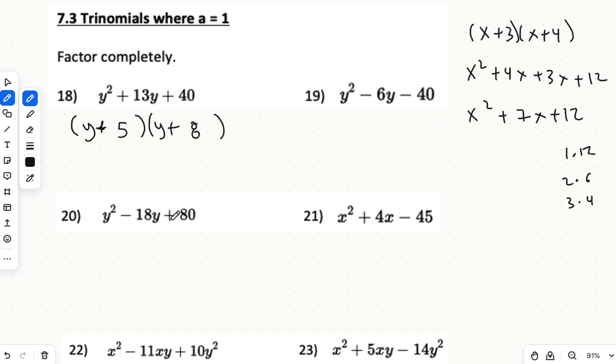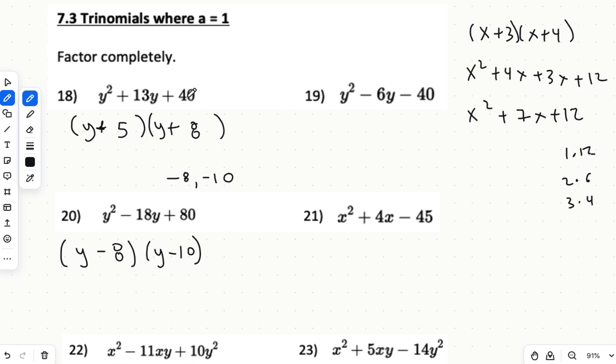So we need 2 numbers that multiply to be a positive 80, but add to be a negative 18. And so that's going to be a negative 8 and a negative 10. And again, it could be 1 and 80, 2 and 40, 4 and 20. There's other choices in there, 5 and 16. But we're looking for the 2 that add to be negative 18. So here when they multiply to be a positive and add to be a positive, I knew they're both pluses. For this one, since they multiply to a positive, add to a negative, they both have to be negatives. So negative 8 and negative 10.